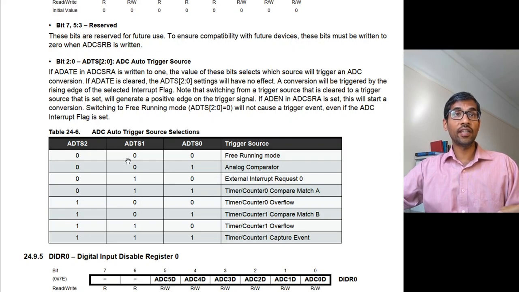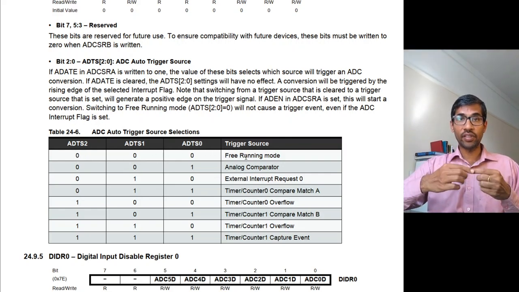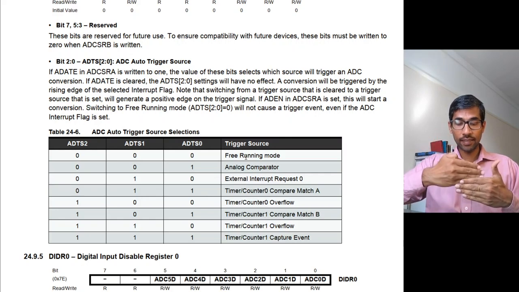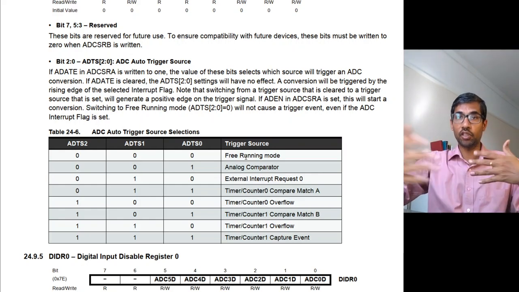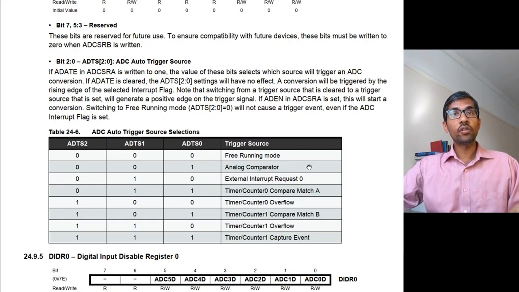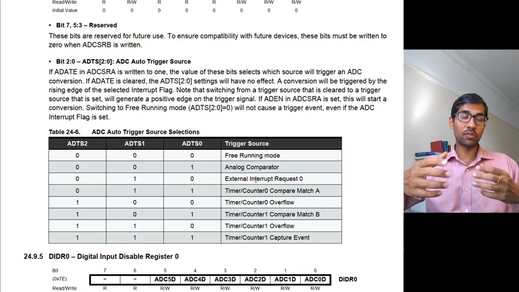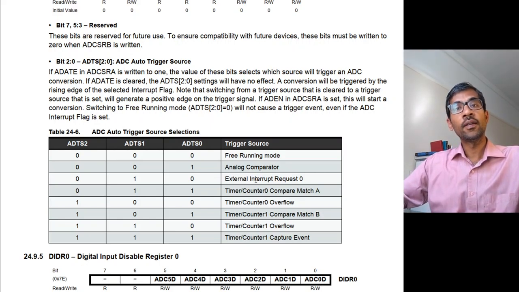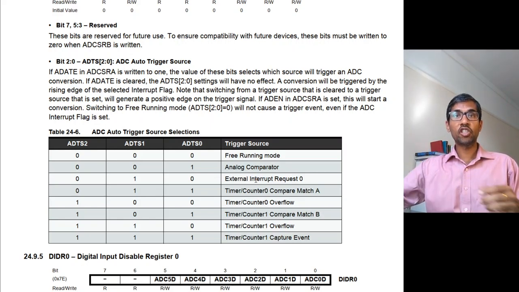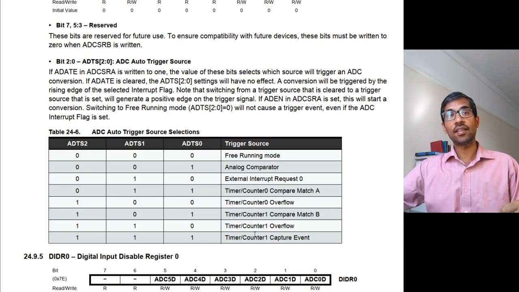So you could have the free running mode when you set all of them to 0. The free running mode basically means the ADC starts a conversion, it finishes it, and immediately starts another conversion, and then immediately starts another conversion, and so on. Or you could say, well, the trigger source can be the analog comparator. The external interrupt means some external signal controls when the ADC starts the conversion. Or you could have timer 0 or timer 1 control the ADC, and we'll talk about this a little bit later.